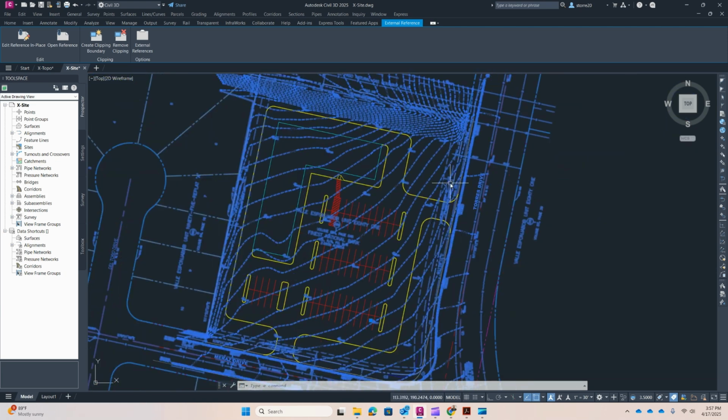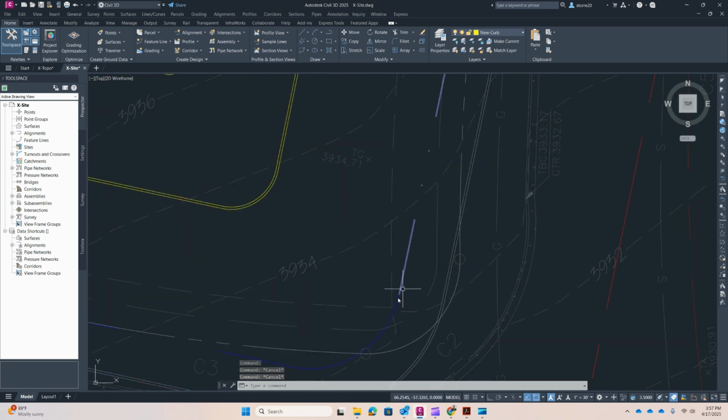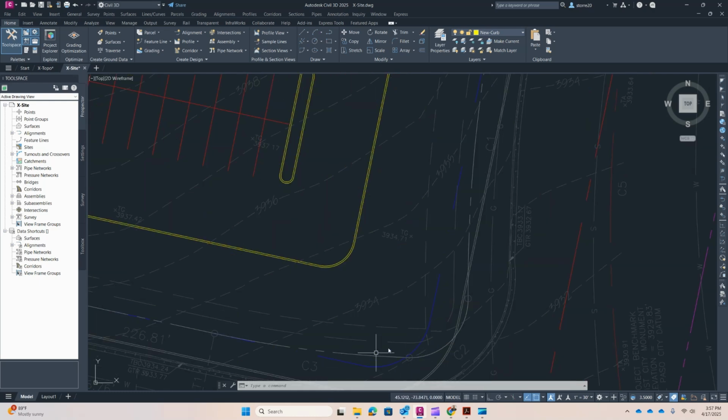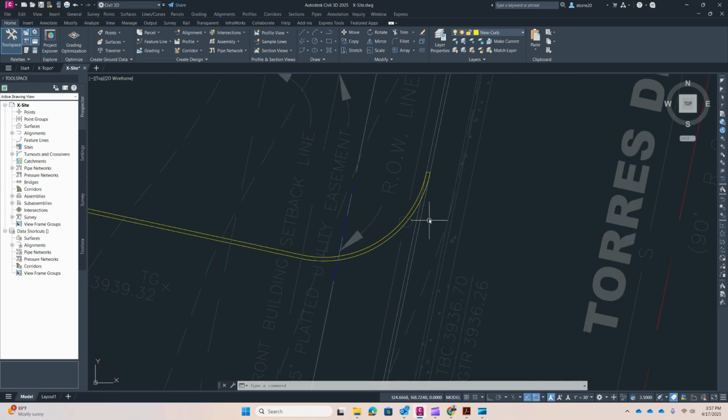Okay, so I have to fix that. What about the property line? Aha. All right, so we have some property line issues. Remember, guys, whatever is from the architect, property line, existing curb, we can't use that. We have to use the reality.